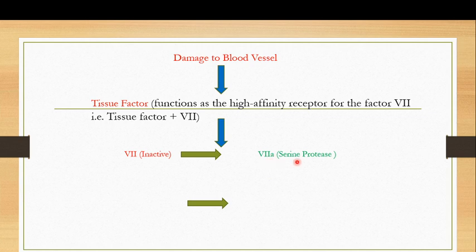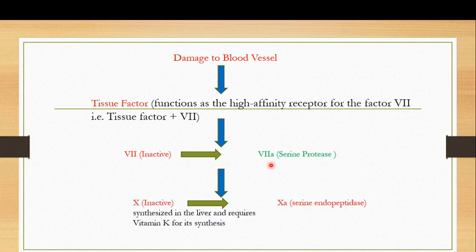This factor 7 is a serine protease, and I'll tell you in a while what these serine proteases are. So when factor 7a gets activated, it is going to act on factor 10, which is in its inactive form, and when factor 7a acts on factor 10, it is converted into its active form, which is 10a.